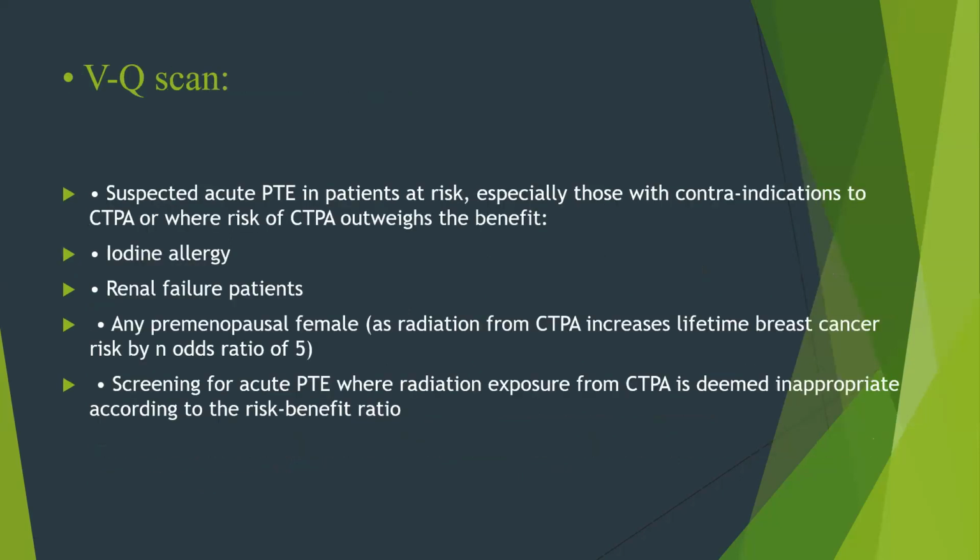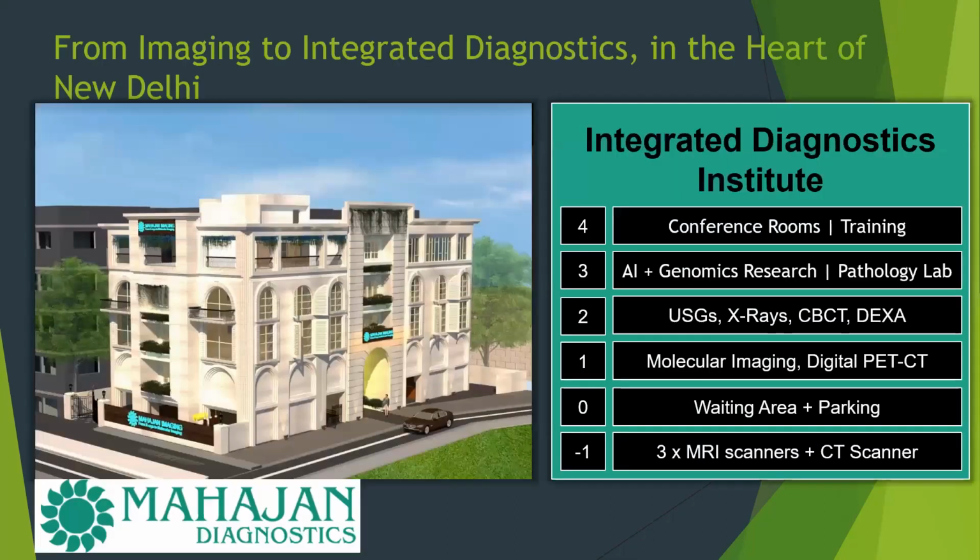We also do VQ scans in case of suspected acute pulmonary thromboembolism in patients at risk, especially those with contraindications to CTPA or where the risk of CTPA outweighs the benefit. In case the patient has iodine allergy or renal failure, any pre-menopausal females, or screening for acute pulmonary thromboembolism when radiation exposure from CTPA is deemed inappropriate according to the risk-benefit ratio.